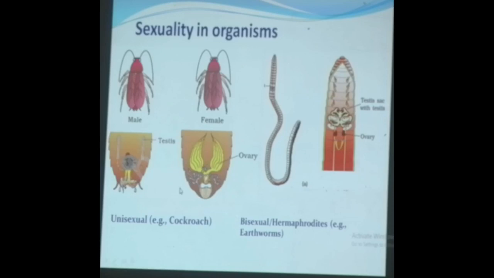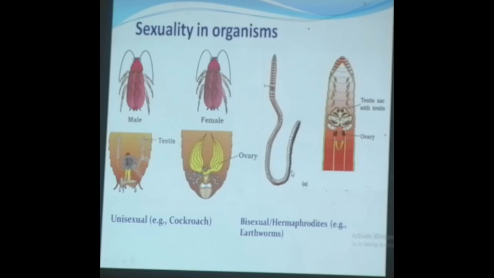Even in animals we can see the same differences. Unisexual animals are also seen. The male cockroach is different from the female cockroach. You can see the structure here. You can see this. This is the major difference between the male and the female. Females will not have this, and this is the male cockroach.